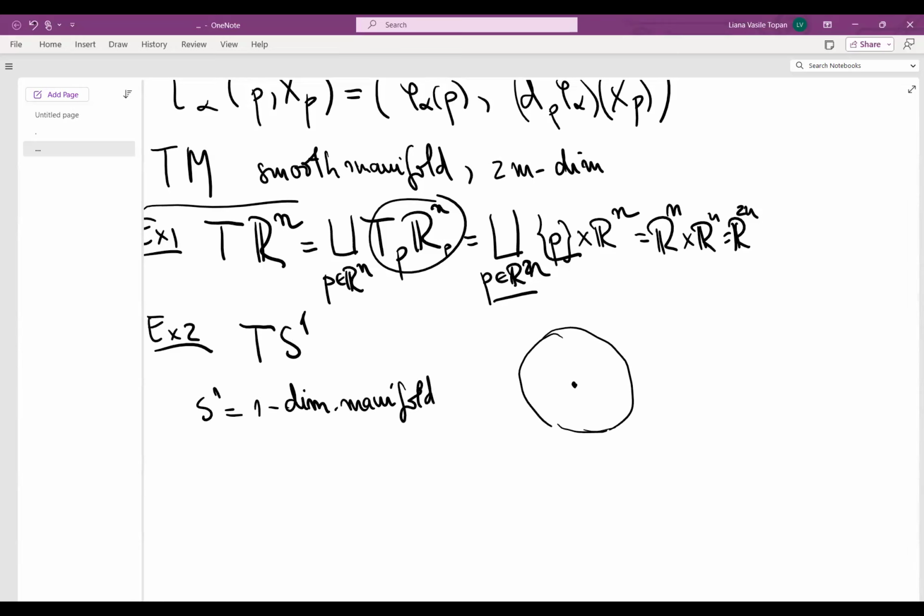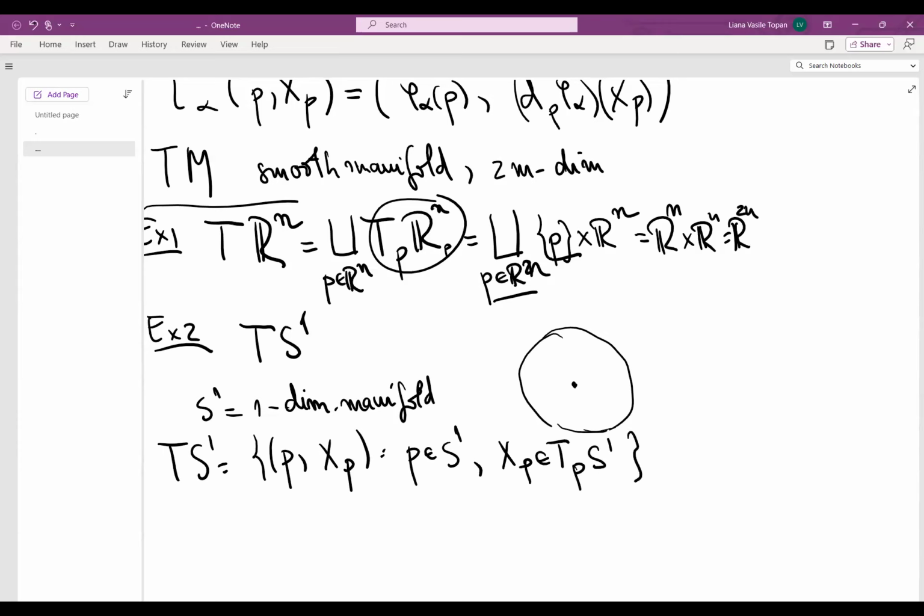All right, let's see what the tangent bundle to this is. Again, by definition, it will contain all tangent vectors together with their origin. So P runs over S^1, and xp is a vector which is tangent at the point P to S^1. Now imagine P is a point on the circle here. Remember, when I say S^1, the radius is 1, so it's a unit circle.